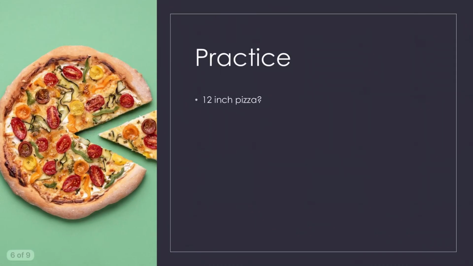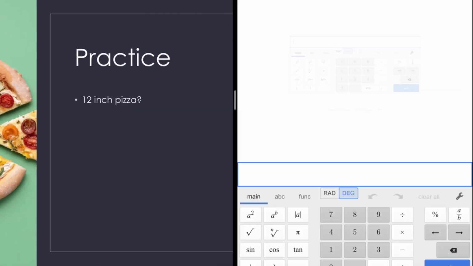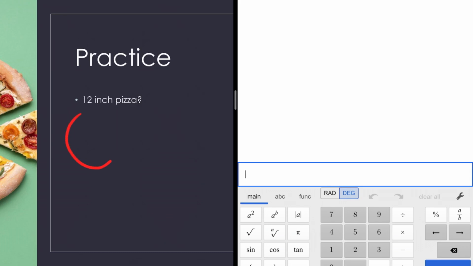So let's practice. We're going to have some real life examples here, and we're going to plug it in. And that's really all it is. So let me split the view here. Okay, so let's say we have a 12-inch pizza. So that means I have a circle.